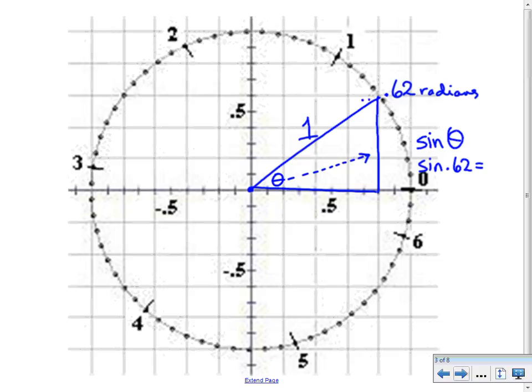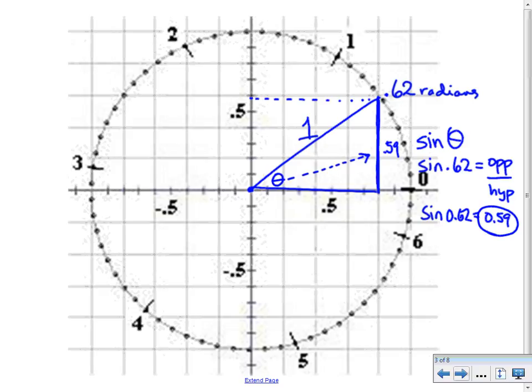And if I go over, it looks to me like the y side, or the opposite length, is going to be roughly 0.59. So using SOHCAHTOA, sine is equal to the opposite over the hypotenuse. So the sine of 0.62 radians is about 0.59. And using the percentage idea, with this angle, the y side is about 59% of the hypotenuse.